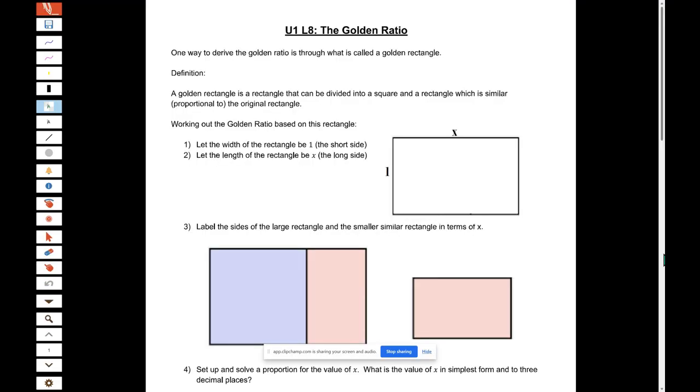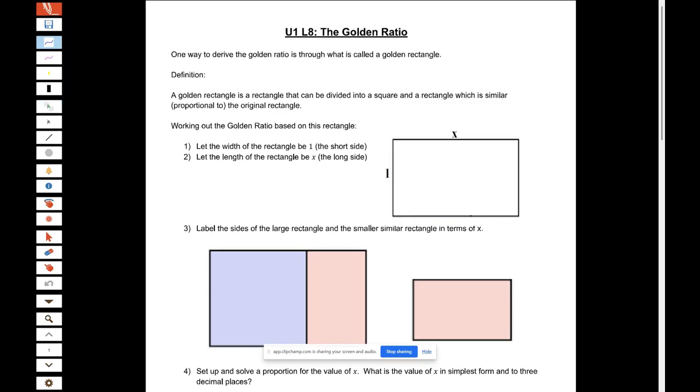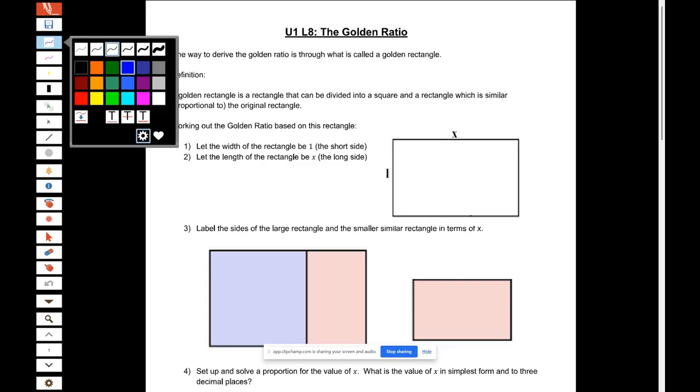Hey, welcome to this video on the golden ratio. This is the final lesson in our first unit of Algebra 2 about quadratics. And the reason we're going over the golden ratio is because it does become derived with the quadratic formula. And so here we go.